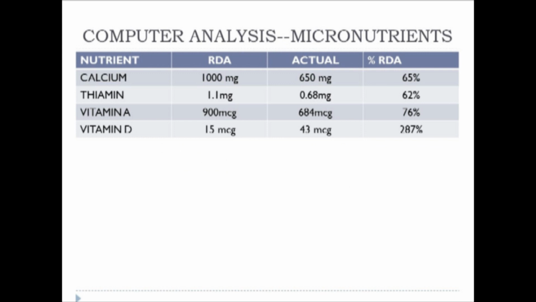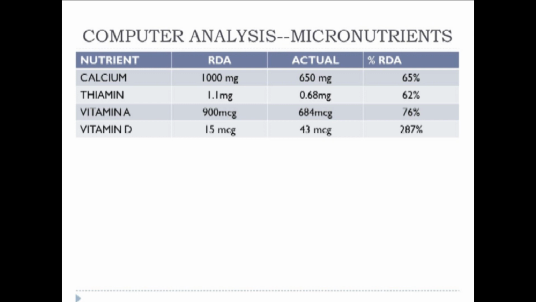This table illustrates how a nutrient analysis can effectively be made. The first column indicates the nutrients, the second one is the RDA, the third one is the actual intake, and the fourth column is the percent of the RDA. The RDA for calcium is 1,000 milligrams, thiamine 1.1 milligrams, vitamin A 900 micrograms, and vitamin D 15 micrograms.